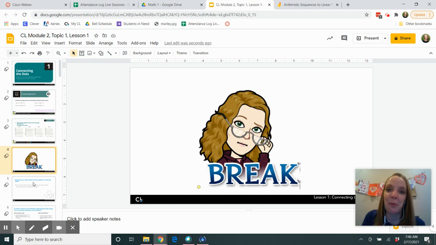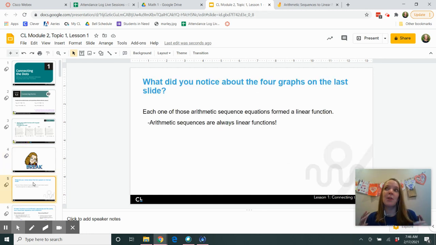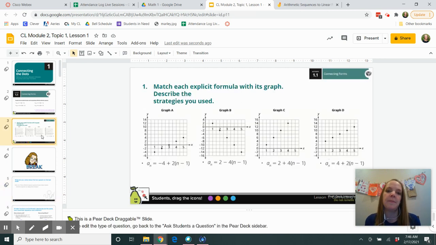Okay. So did you guys notice anything about those 4 graphs? Let me go back to it so you can see. Each one of those 4 graphs, we have an equation for them, right? And they're arithmetic sequences, but what do you notice about the shape of those graphs? They're all straight lines, right? They're all linear. So every single one of those graphs is linear.